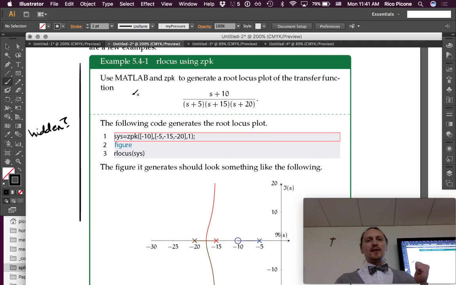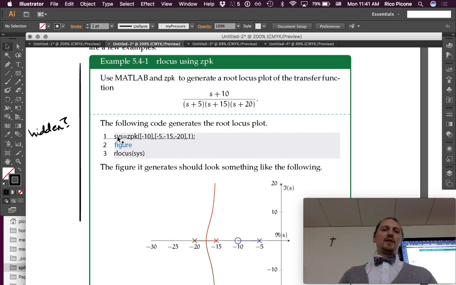So here's an example. Use MATLAB and ZPK to generate a root locus plot of this transfer function. The following code generates the root locus plot. First off, sys equals ZPK. We define the system by saying there is a zero at -10, which comes from the numerator. There are 3 poles. They are at -5, -15, and -20, right? And the overall gain of this transfer function is 1 because there's no factor out here like 13.2. If there was, we would put that in here instead of 1.